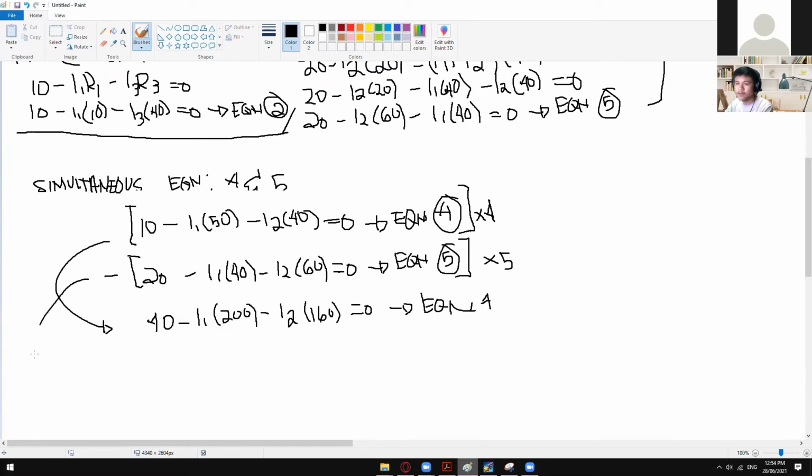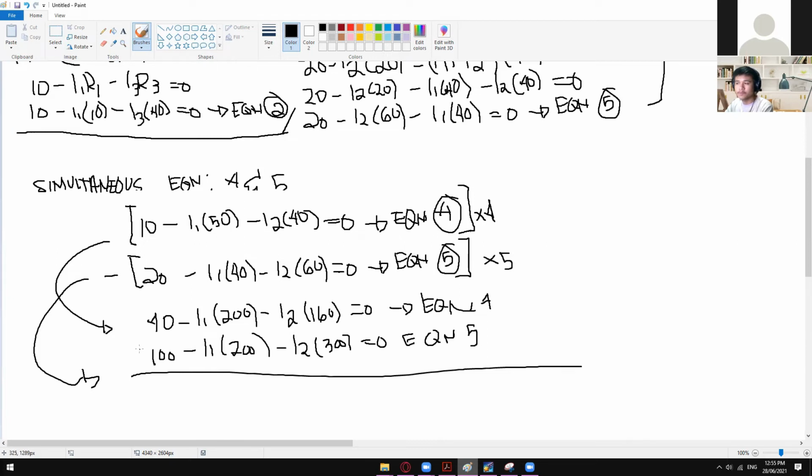Okay, so for this equation number 5, just multiply this one by 5. Okay, so 5 times 20 will give us 100 minus I1. So 5 times 40 is 200, minus I2. So 5 times 60 is 300, is equal to 0. So this is now our equation number 5. Okay. So are you guys able to follow so far? And how did we get those equations right here?